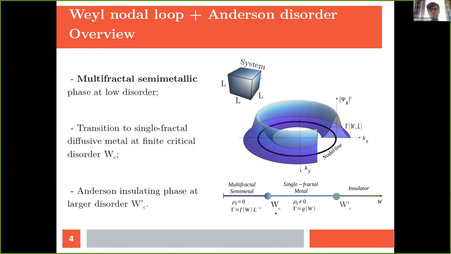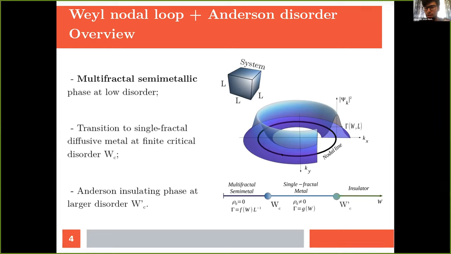Okay, but what we want to do is to add disorder to the Weyl nodal loop, okay? And let me start by giving you a very brief description of the phase diagram. And then we will try to understand why we obtain these phases. So what we have here is the phase diagram as a function of the disorder strength. And what we obtain is that there is this multifractal semi-metallic phase at low disorder, where the density of states at the Fermi level remains zero, but this phase is very different from the clean limit because it has these multifractal properties.